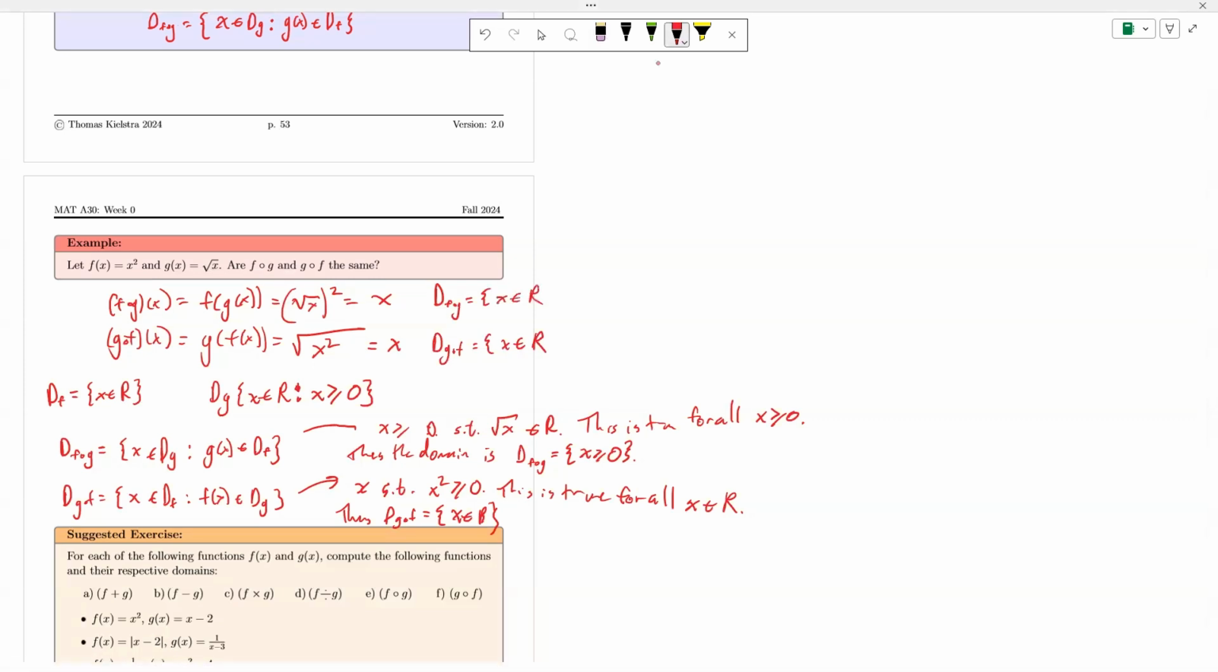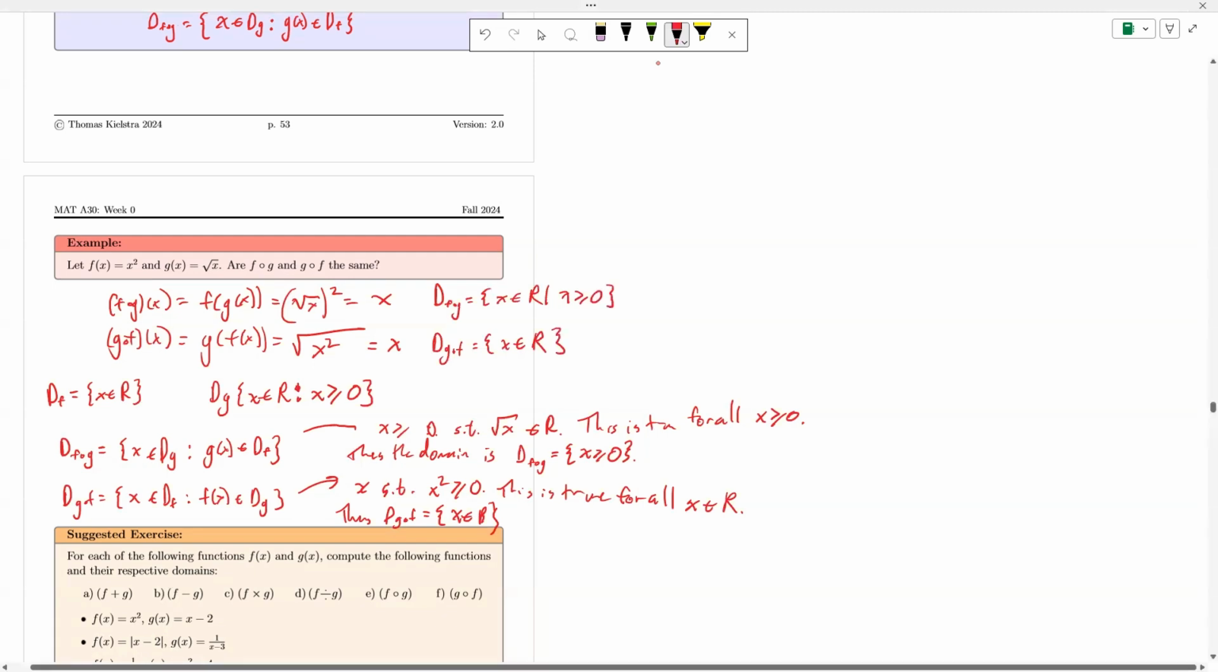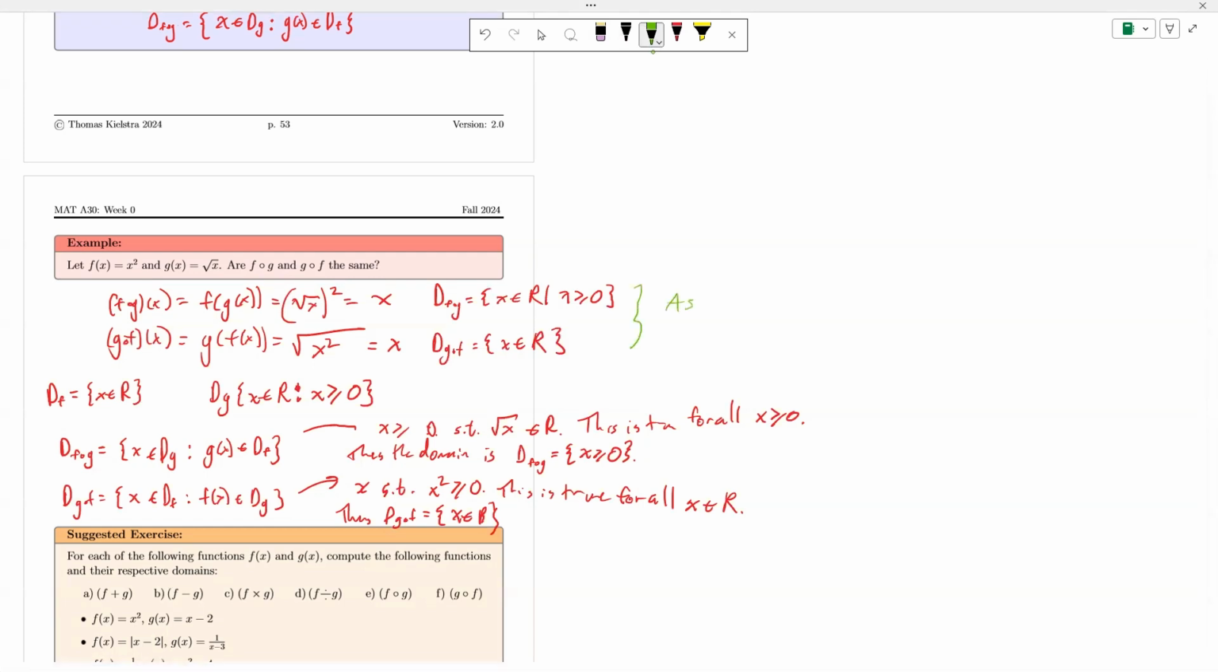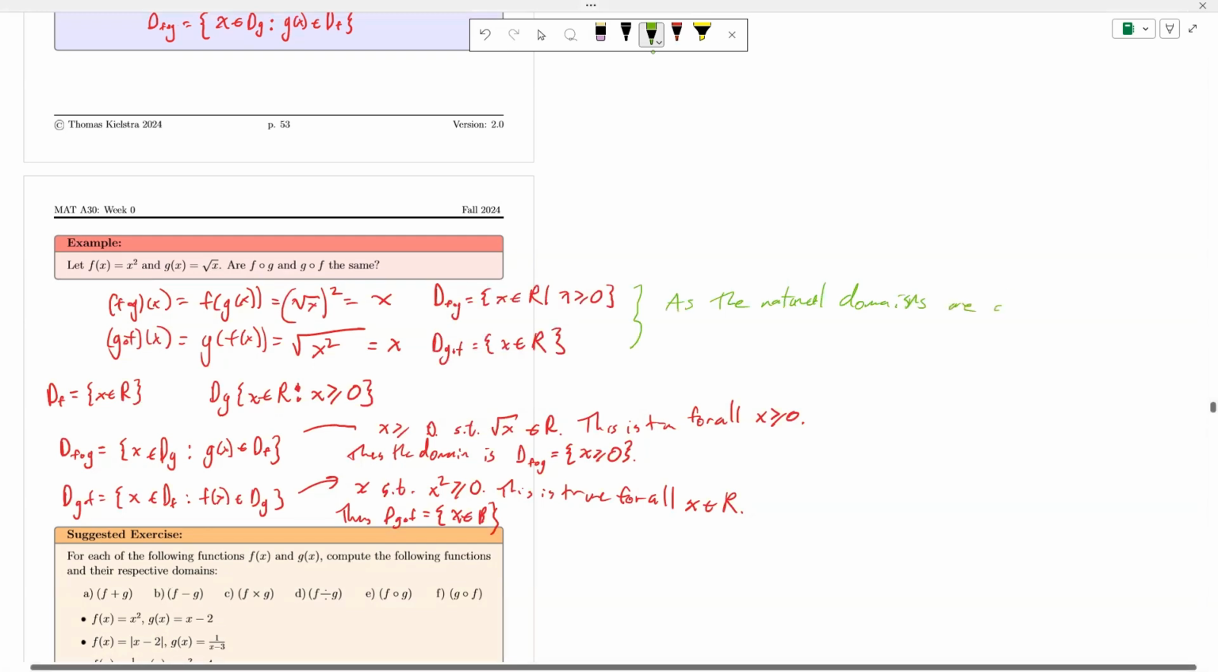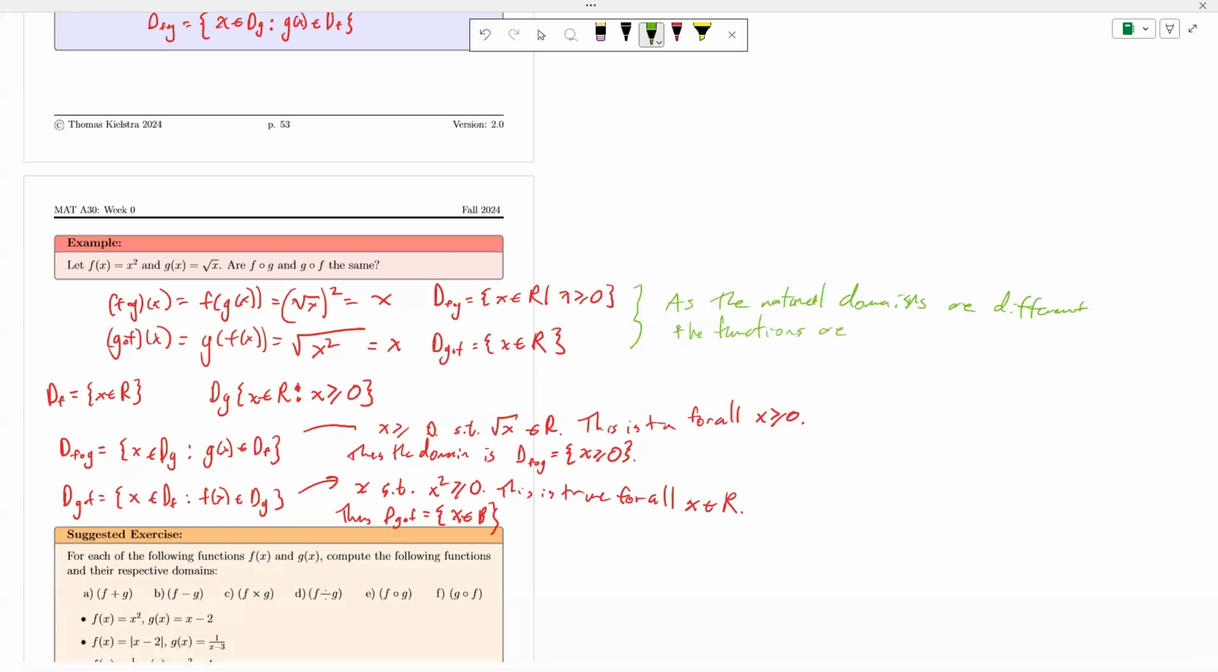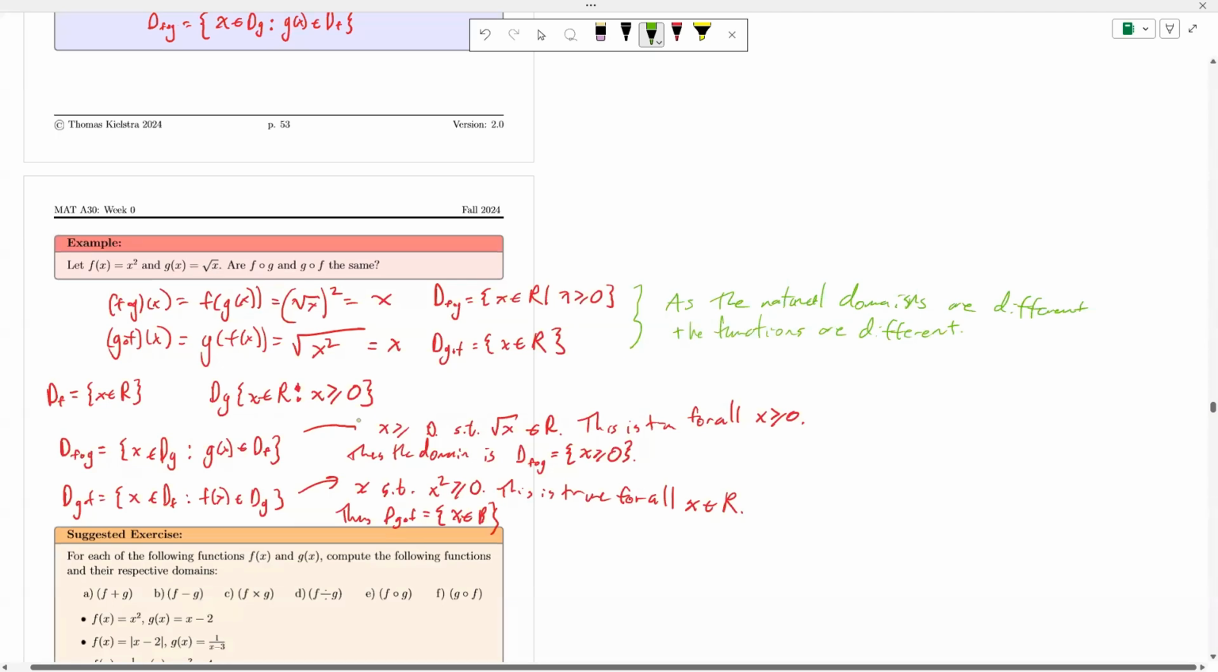X in the reals such that x is greater than or equal to 0, whereas here we have the set x greater than 0. And we can see, as the natural domains are different, the functions are different, which is very interesting.